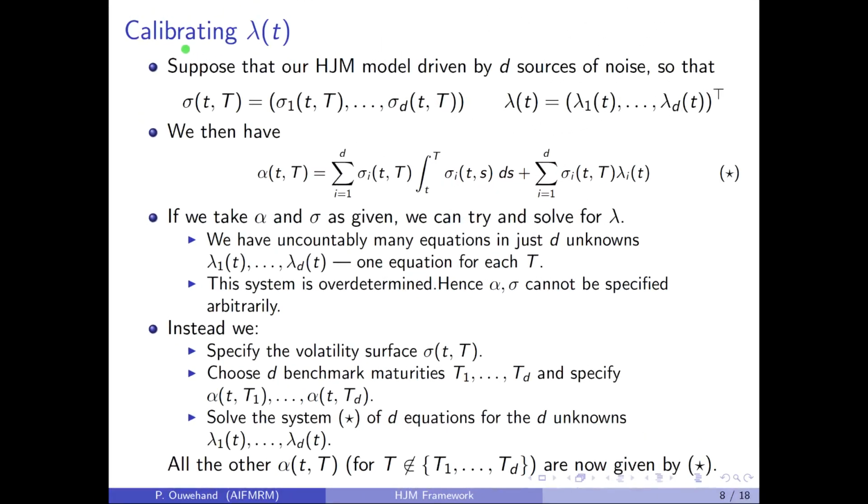So in order to specify an HJM model completely, assuming that it's driven by d sources of noise, we need to specify a volatility structure, in other words, a volatility vector which is d-dimensional for every maturity capital T, as well as a d-dimensional stochastic process lambda, which plays the role of the market price of risk. With these two inputs, we can then determine alpha completely.